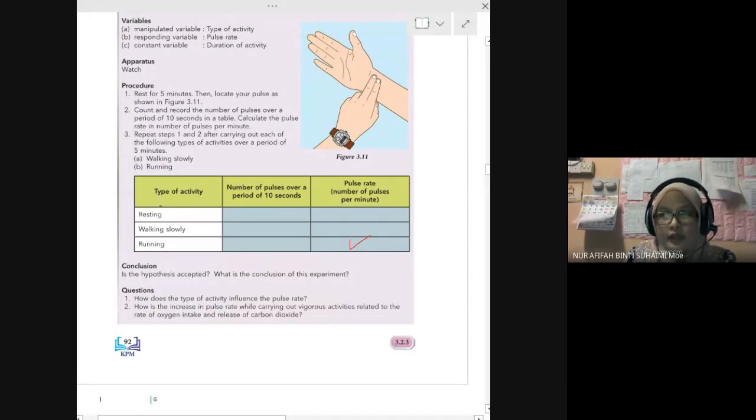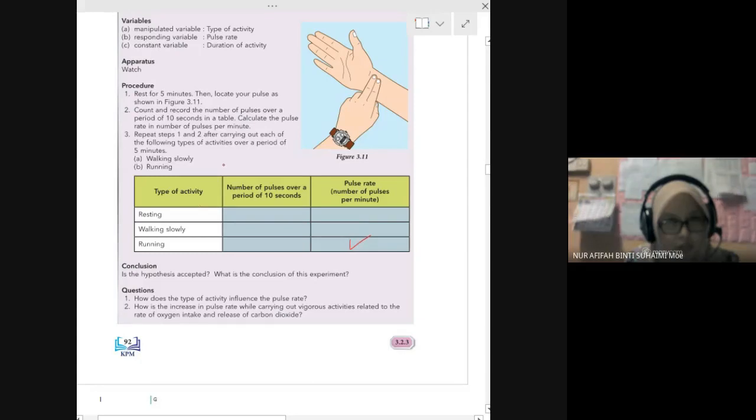Let's say we do this activity with the same age. We fix the age. Let's say the whole class is now 15 years old. We fix the age, and we just measure the type of activity. The manipulated variable is activity.